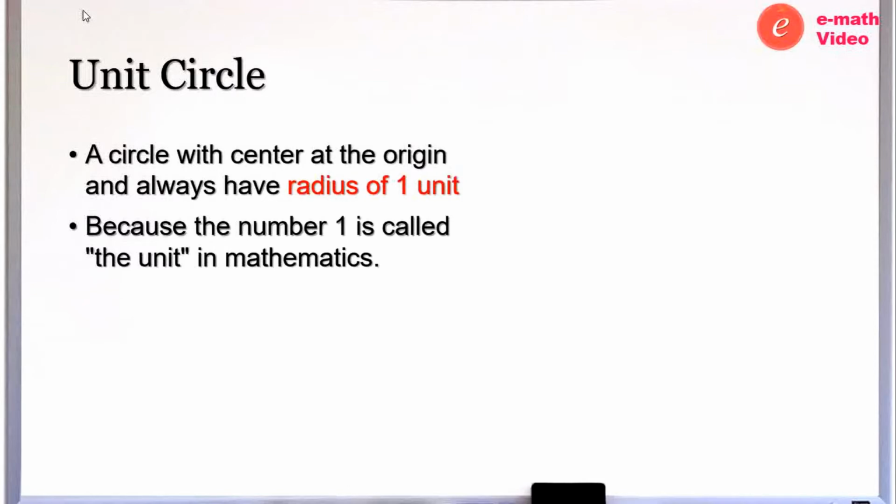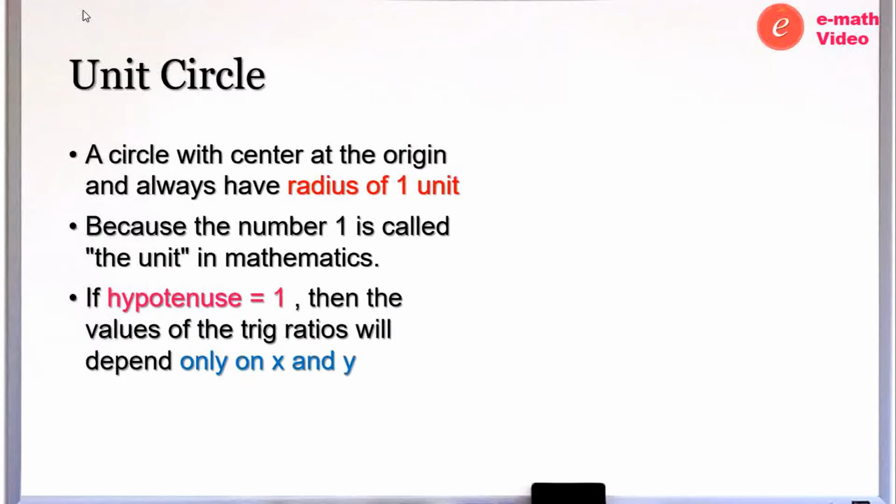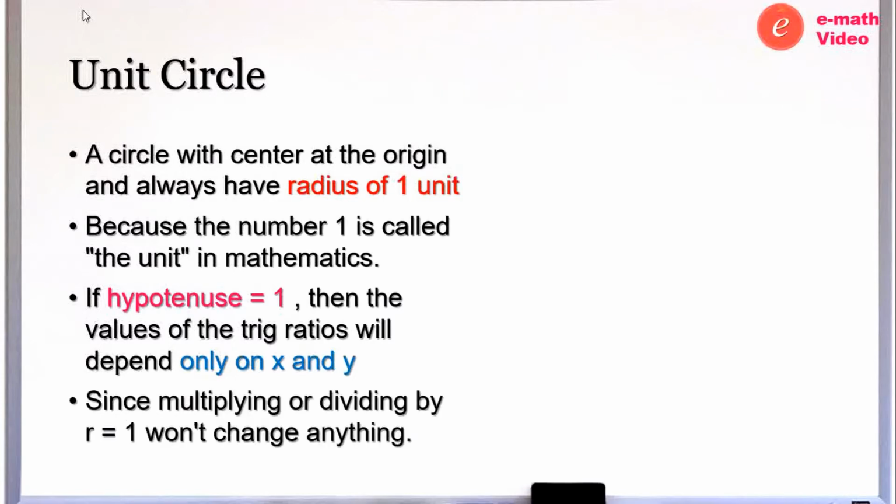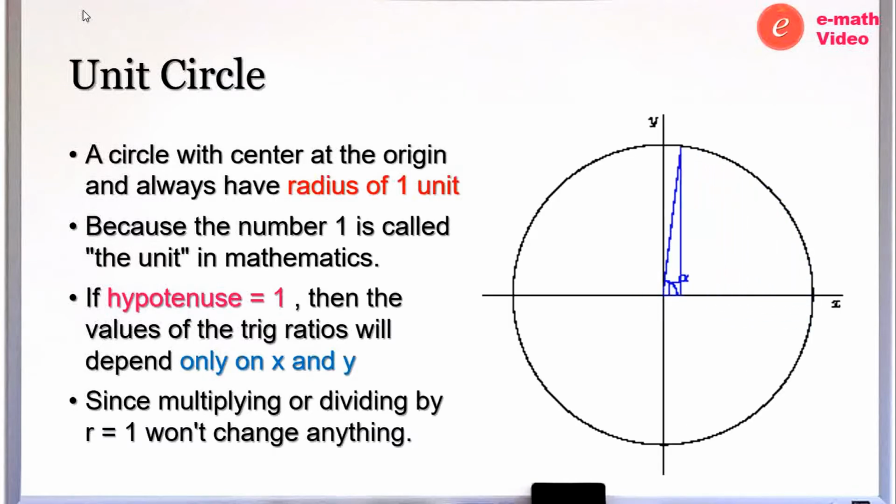In this case, once the hypotenuse has a fixed length of r equal to 1, then the values of trig ratio will only depends on x and y. Since multiplying or dividing by r equal to 1 won't change anything. Like you can see in this animation, the hypotenuse of the right triangle is always the same as the radius of unit circle, which is 1.